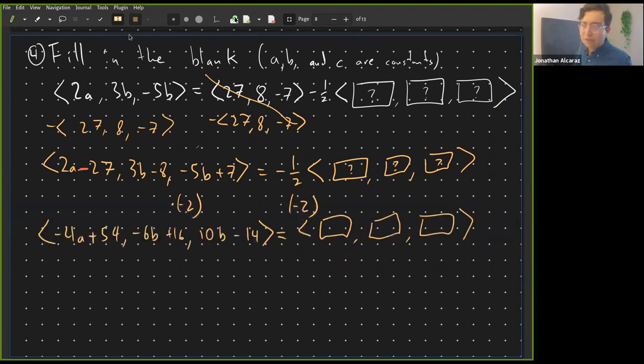So an alternative way to do this is to set it up by coordinates.